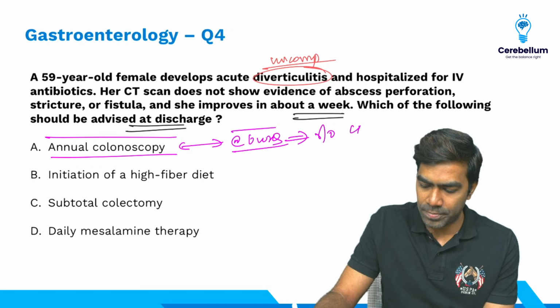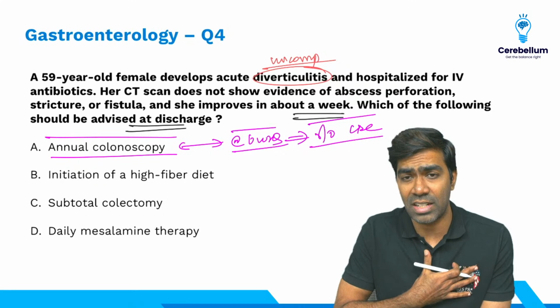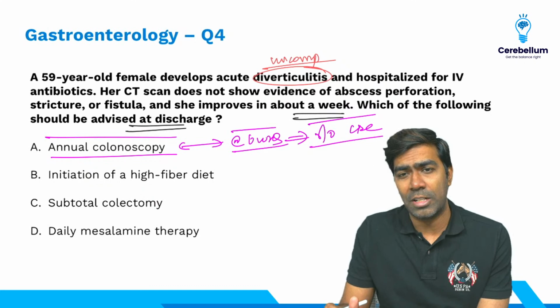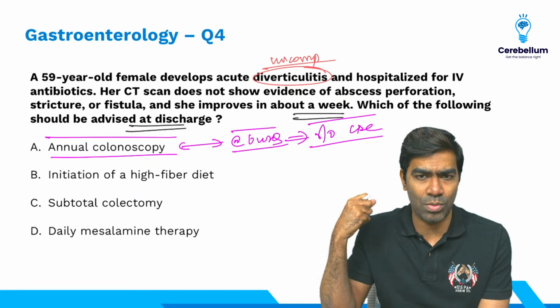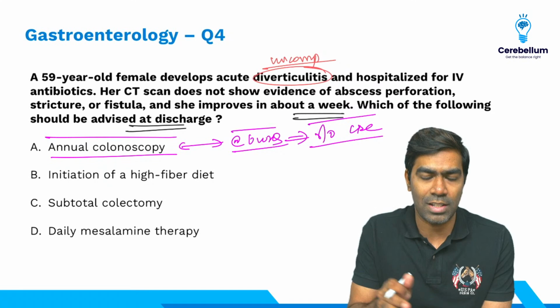Many people will say that the investigation of choice for diverticulosis is barium enema, where you see the sawtooth appearance. But clinically speaking, the most important investigation in a patient with diverticulosis is colonoscopy. Why? Because there could be some tumor hiding under the diverticula. So I have to rule out tumor. That's why, at 6 weeks' time, common practice recommendation is to do colonoscopy after any attack of diverticulitis.